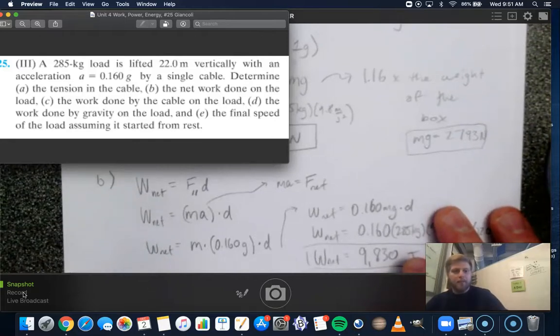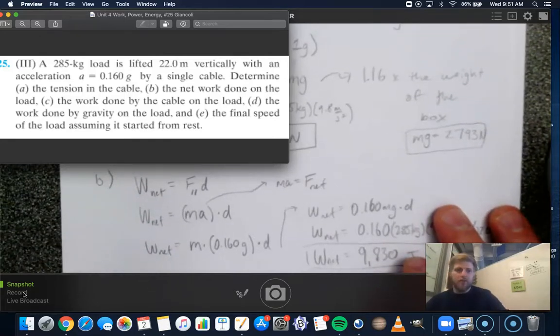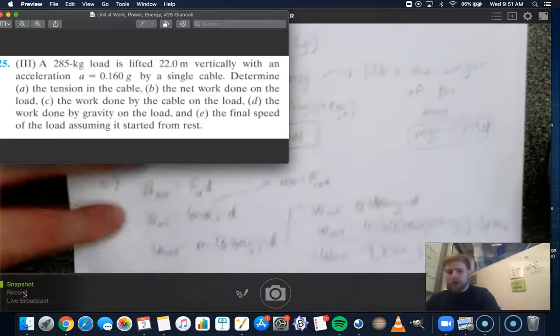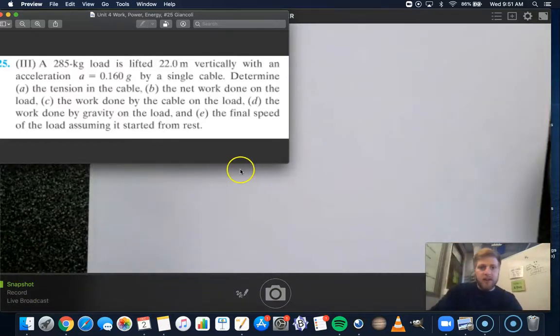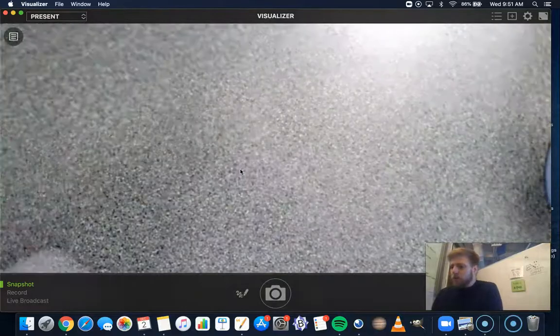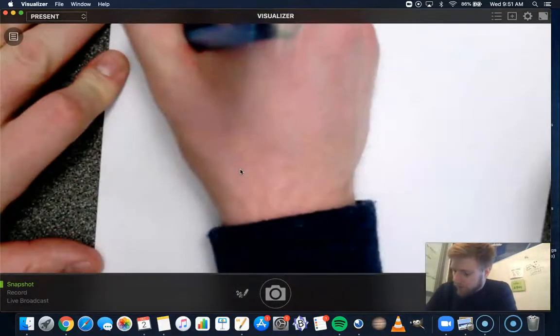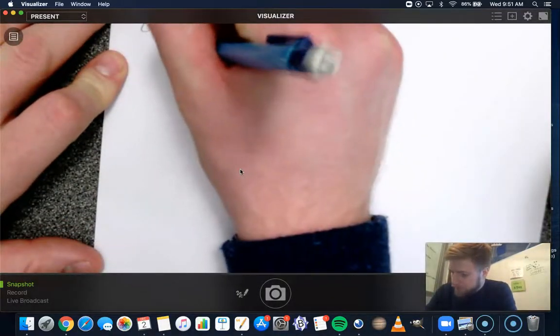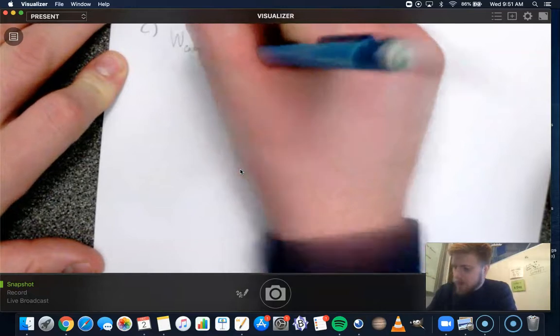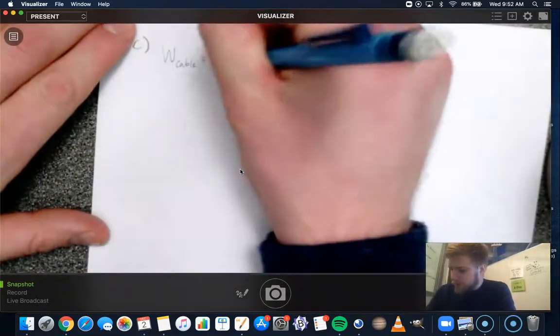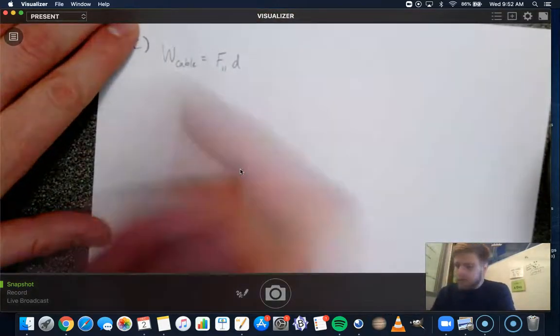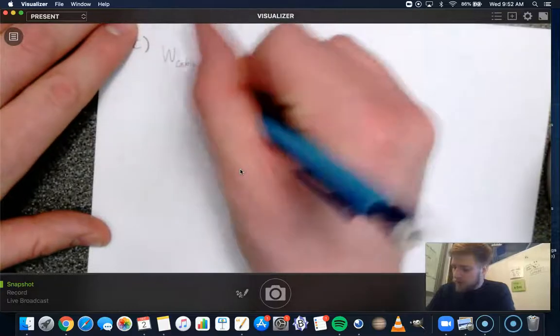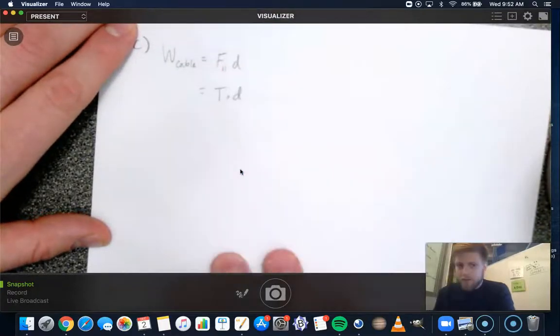When we look at C, it's important to look at the nouns here. So the work done by the cable on the load. So let's try that with letter C here. Letter C is the work, and I'm going to be careful to label here, done by the cable. So that's going to be the force in the parallel direction. We're going to replace that with tension in just a moment times the displacement. So we've actually done the work to make this really easy. That's just the tension times D.